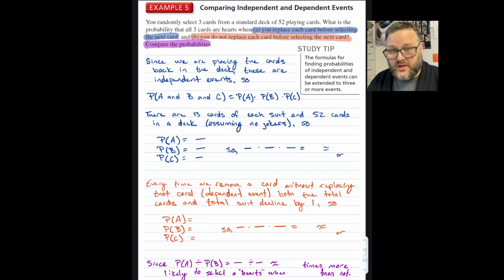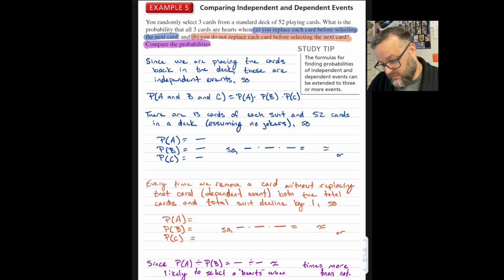All of this is relevant to the idea that we're going to pull 3 cards of the same suit. So in example A, we replace the card before selecting a new one. This means that the selection of each card is independent of the other one. In other words, the first card did not change the probability or possibility of pulling the second card.